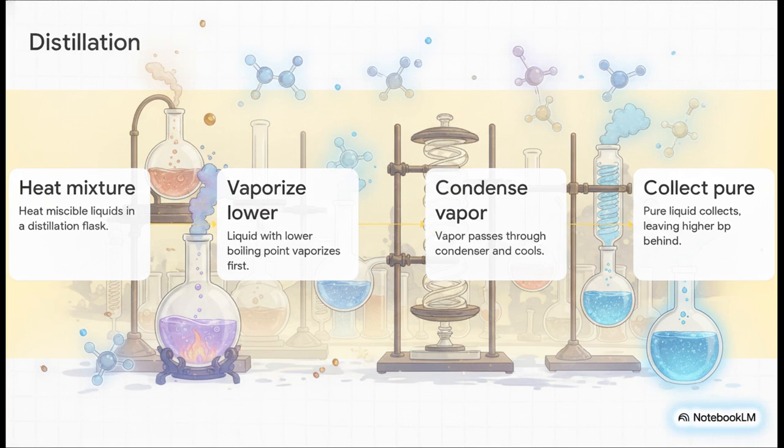First up, distillation. This is perfect for miscible liquids, liquids that mix together flawlessly. Distillation weaponizes their different boiling points. Say you have a mixture of acetone and water. You slowly heat the flask. Because acetone boils at a lower temperature, it vaporizes first. That vapor travels into a condenser, cools down, and turns back into a pure liquid distillate, leaving the higher boiling point water trapped behind in the original flask. It's an incredibly elegant process.